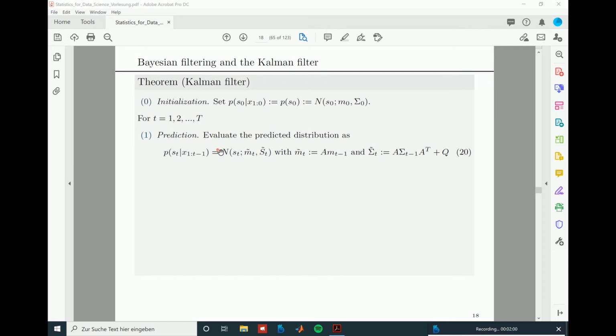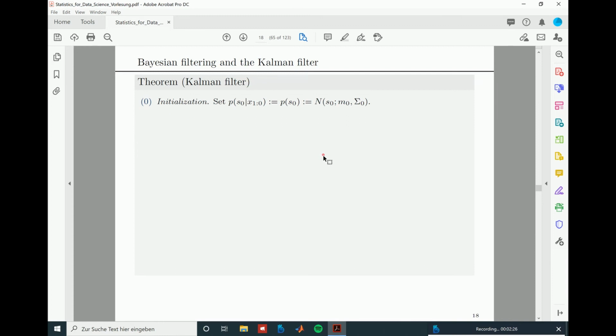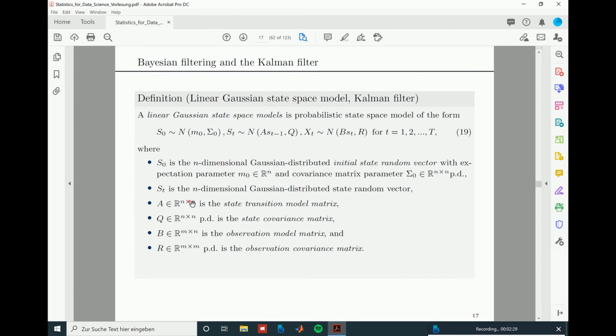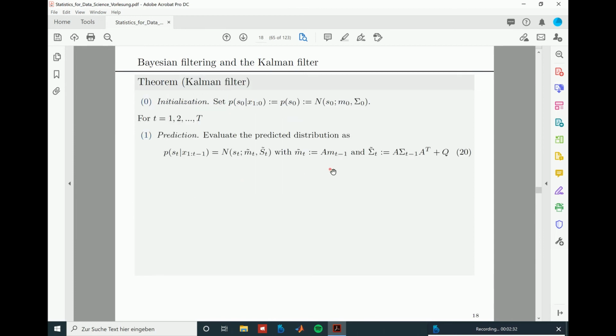So the first thing then here, in terms of the prediction, the predicted distribution, s_t given x_1 to t minus 1, is a Gaussian distribution, which has parameters tilde m_t and tilde S_t, where you get these parameters tilde m_t by using, and this is the common theme here, a parameter of the Gaussian state space model. So R, that was the transition probability matrix, which is assumed to be known, and multiplying it with the expectation parameter at t minus 1.